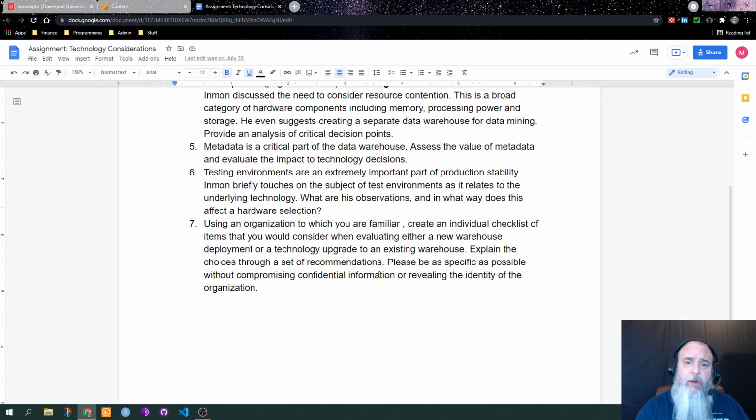Metadata is a huge part of the success of one of these solutions. So, what's the value of metadata? What would be the value or the impact of that as you're evaluating a technology decision? Those are some of the things you should reflect on for question 5.